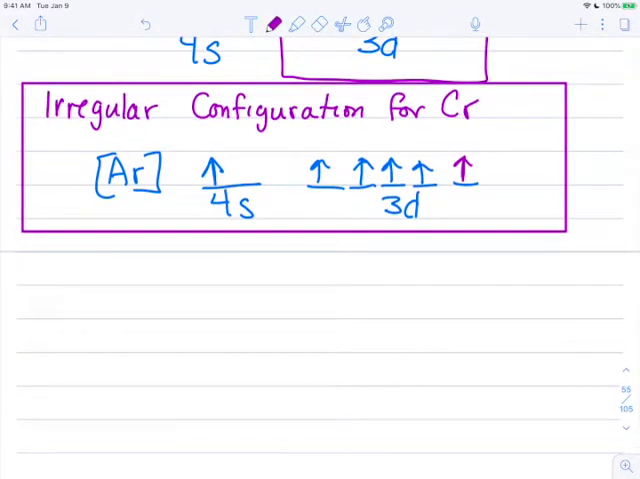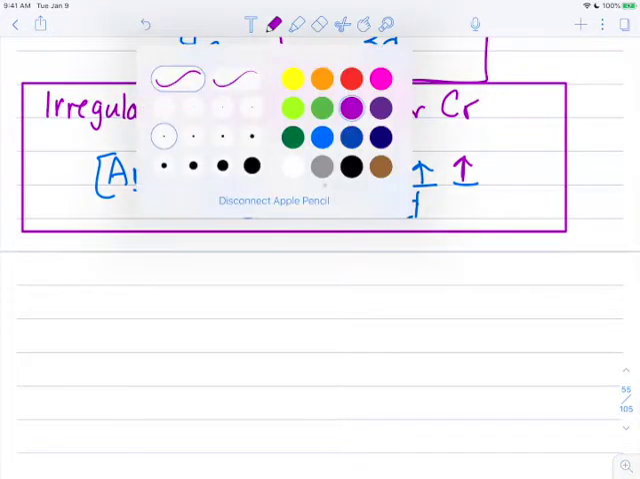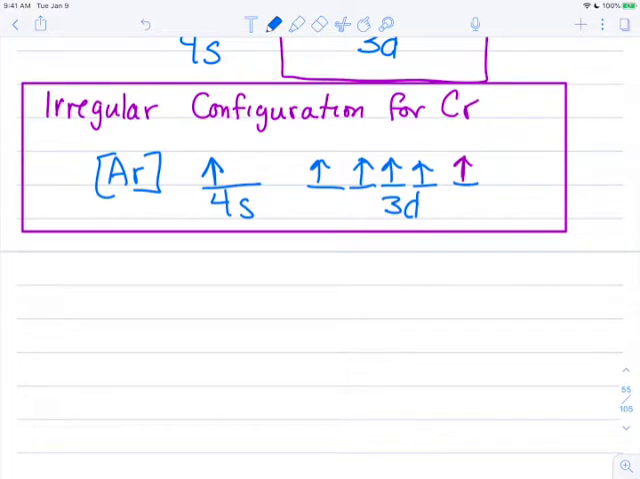All right, so we're going to talk a little bit more about the irregular configurations and about chromium. But any questions on anything so far here with the idea that chromium is irregular because it has promoted an electron from the s to the d's to stabilize those d electrons so they don't bounce around anymore?